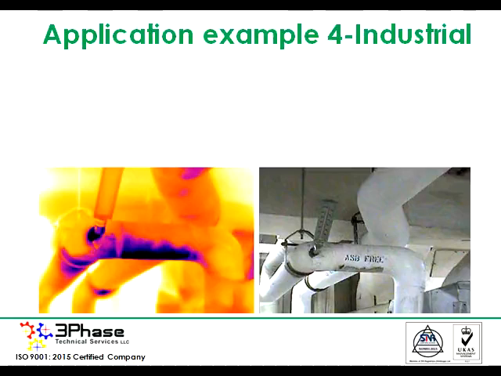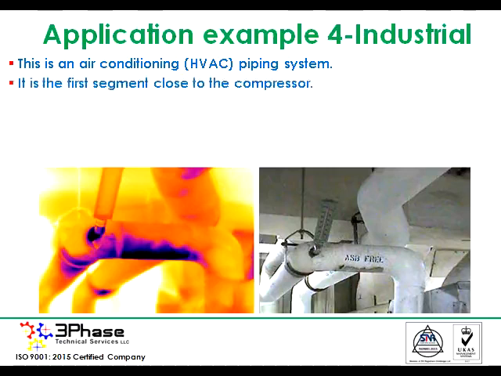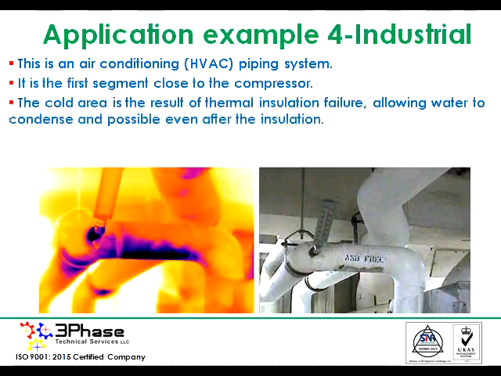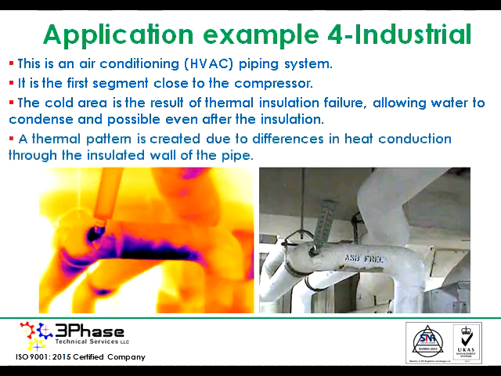Application example 4, industrial. This is an air conditioning HVAC piping system. It is the first segment close to the compressor. The cold area is the result of thermal insulation failure, allowing water to condense and possibly even freeze after the insulation. The thermal pattern is created due to differences in heat conduction through the insulation wall of the pipe.